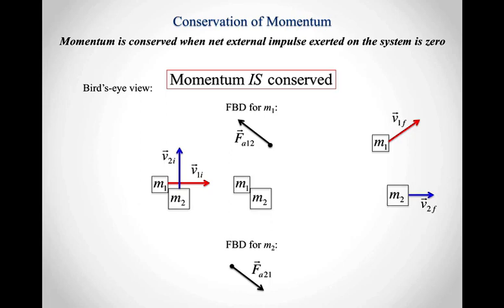So what we're going to do is we're going to look for situations like this where momentum is conserved. So the sort of rule right up at the top is telling us what we're looking for. Momentum is conserved when the net external impulse exerted on the system is zero. So that's what we're going to look for, is situations where the net external impulse exerted on the system is zero, so we can use conservation of momentum.